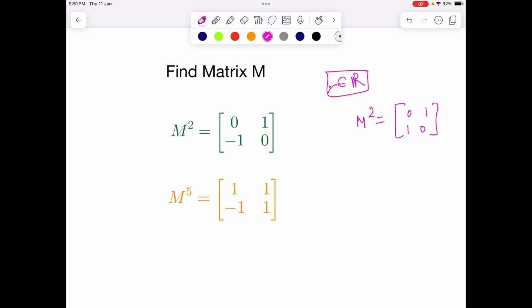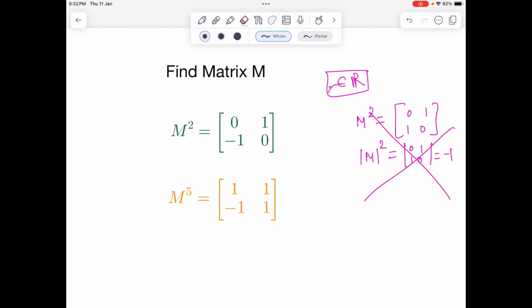We can't have any matrix M with real entries such that M square is going to be this. Why? Because if it is the case, then the determinant of M square will be the determinant of that matrix, and this is -1, which is not possible. So this was the very basic question of the advanced. Let's try a little bit more advanced version of this problem.